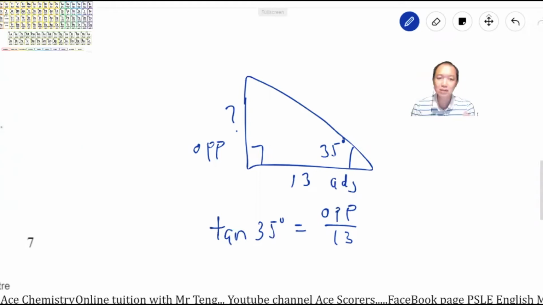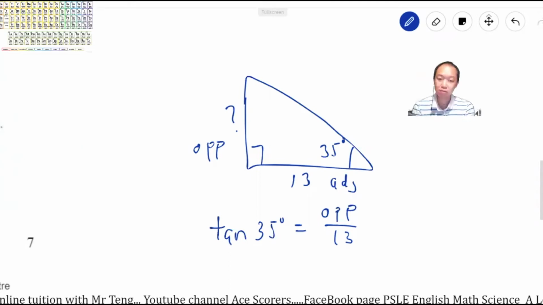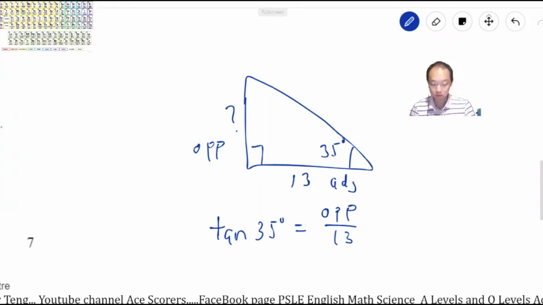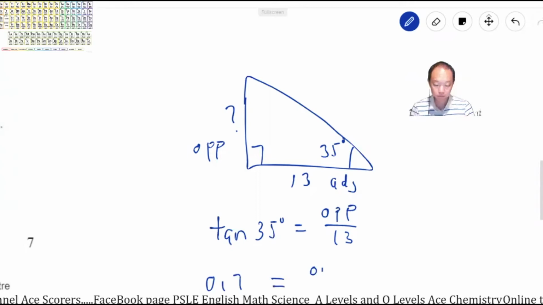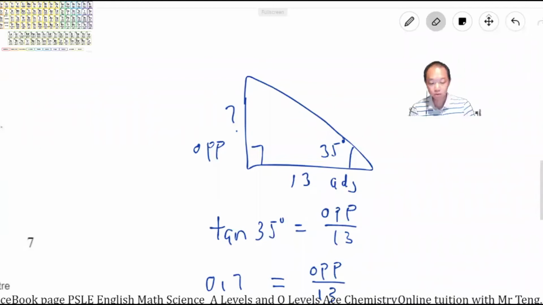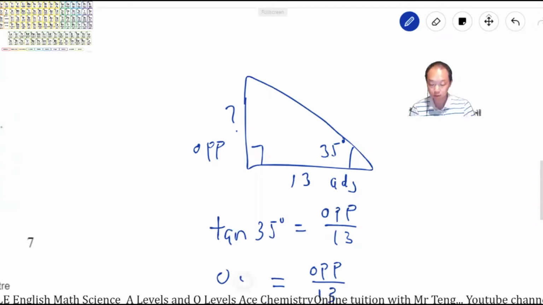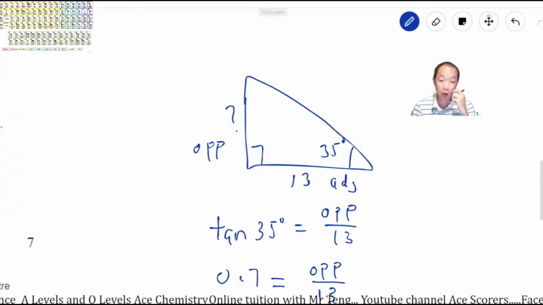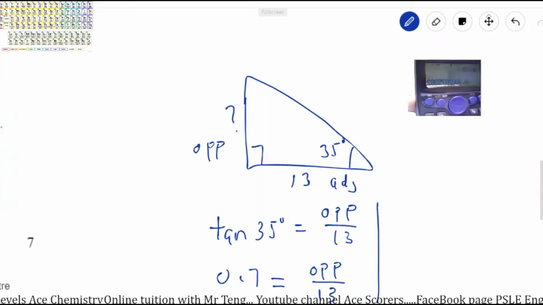What is tangent 35? So you press tangent 35. You get a certain value, which is 0.7. So how do you put this? Is it like 13 tangent 35? You press that into the calculator? No. You just press tangent 35. You get 0.7, but you won't get a proper number. Never mind, it's a decimal. 0.7 something.